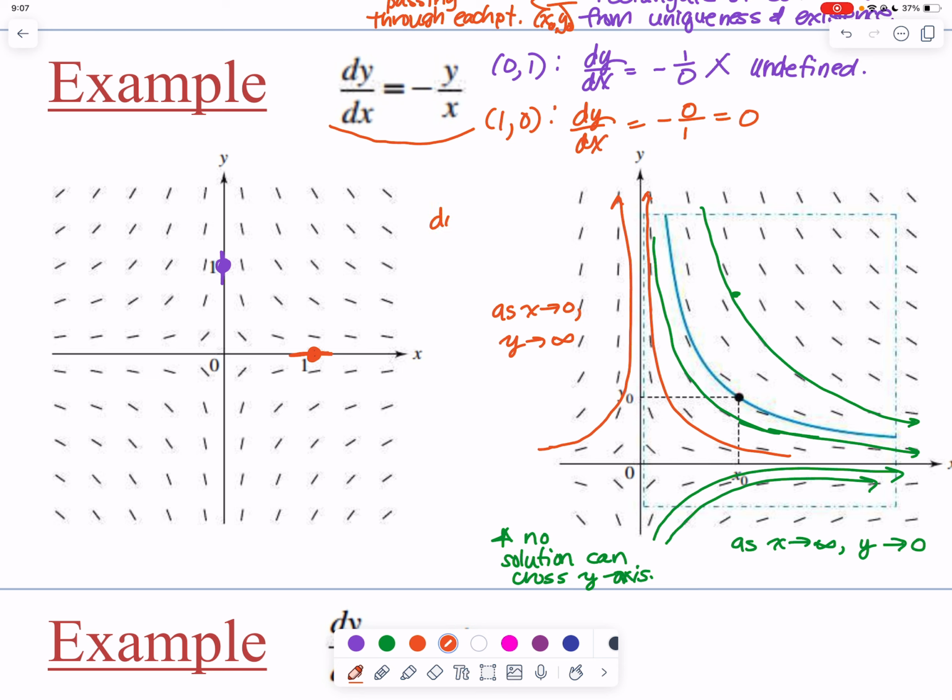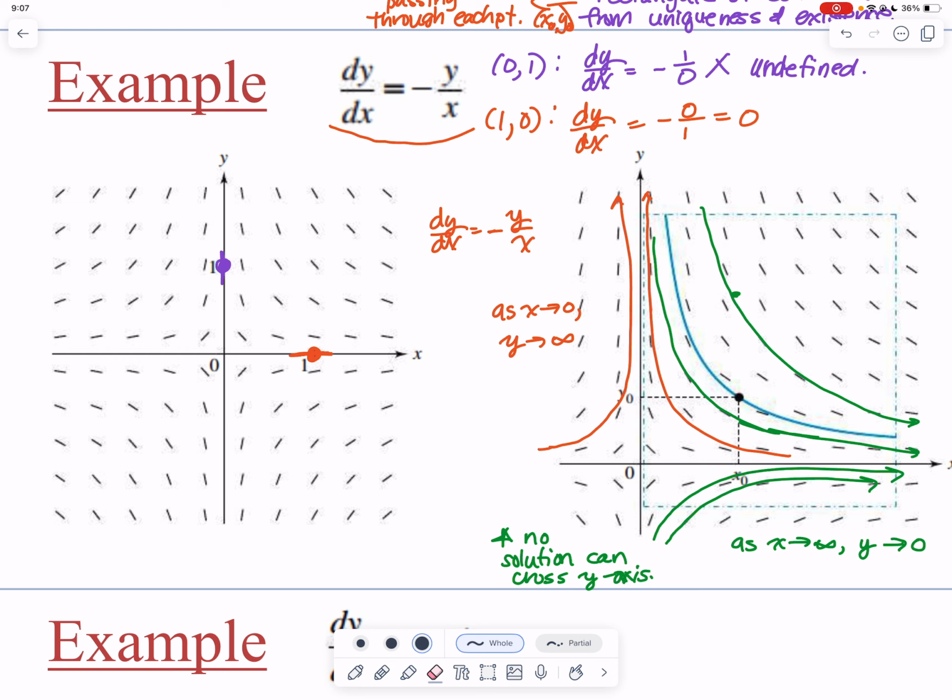So if we have dy/dx equal to the opposite of y over x, and as x approaches 0, as x gets very, very small, your dy/dx gets huge, and those solution curves approach infinity. So it's very, very interesting.